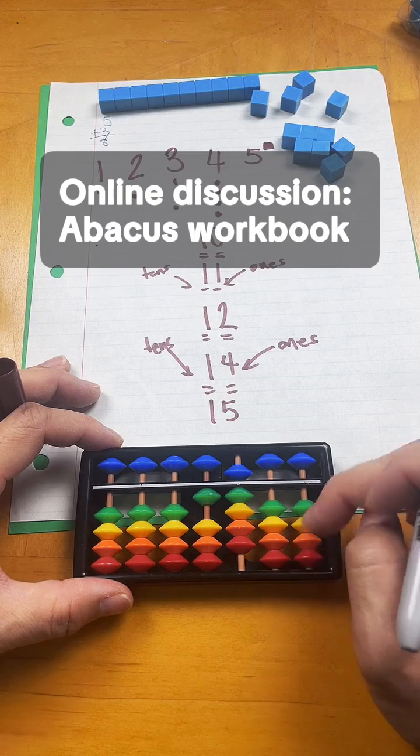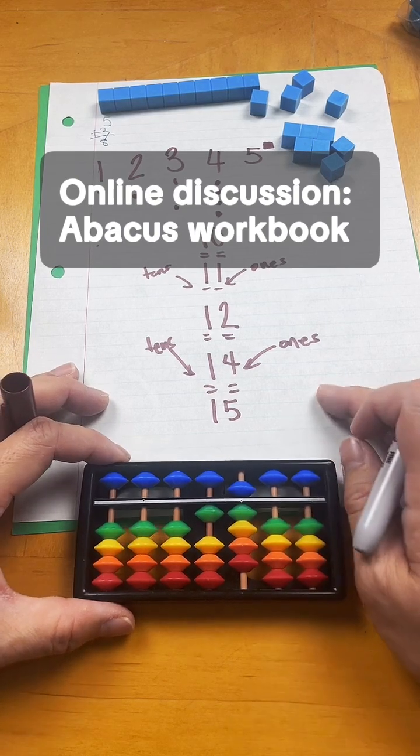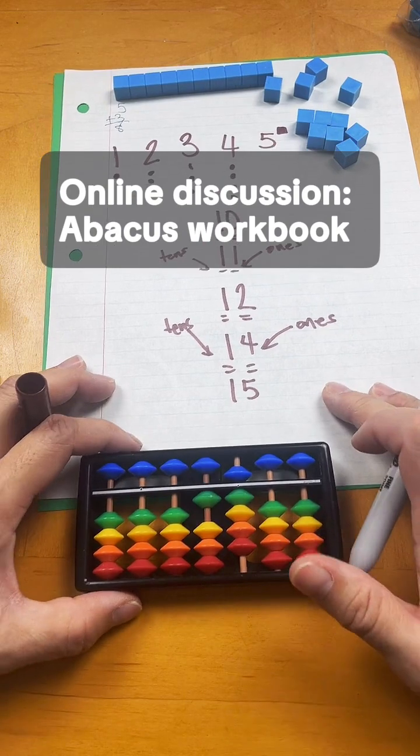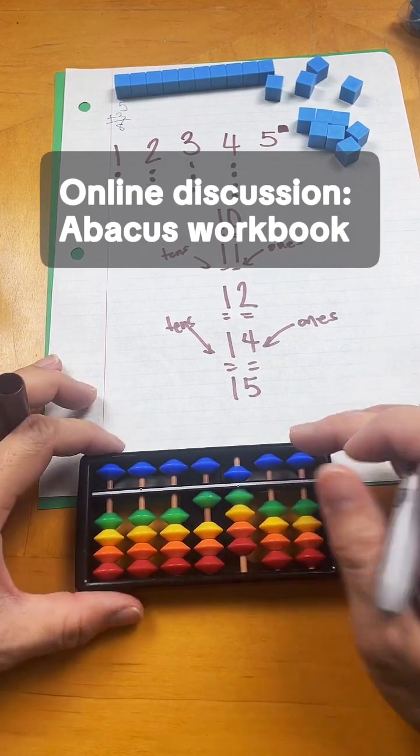So it's 19. Oh, hi. How do you do multiplication? Well, the one thing you need to do is you need to really learn your math facts.